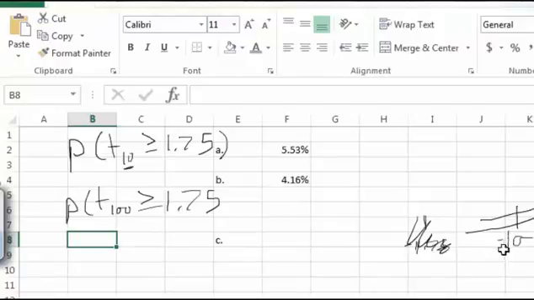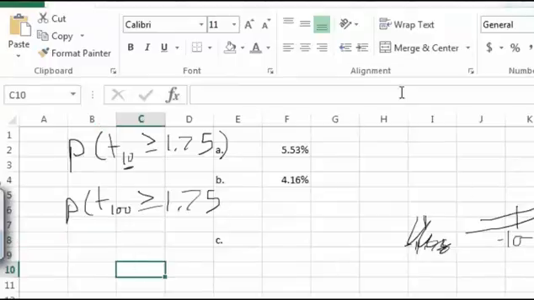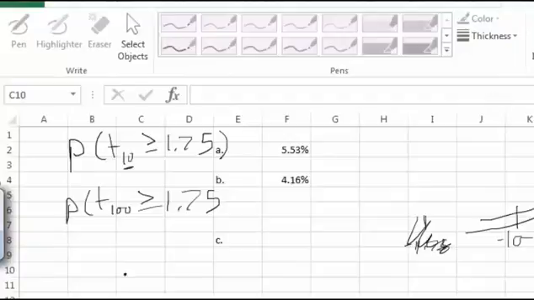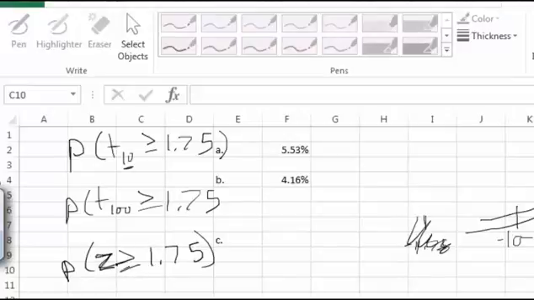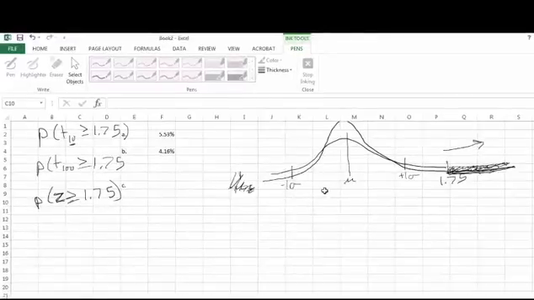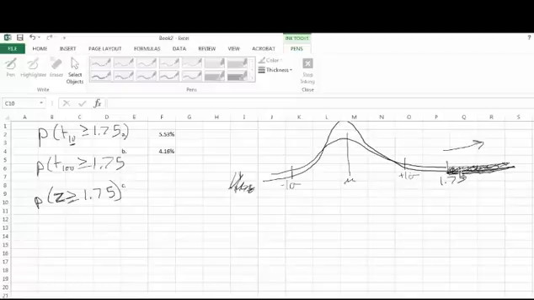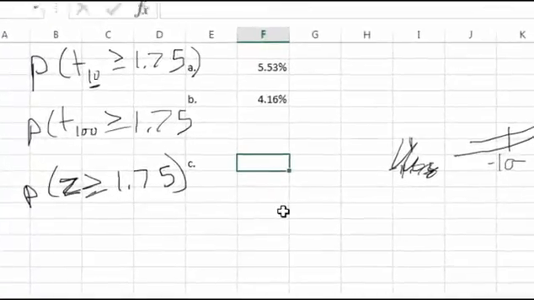C says P(Z ≥ 1.75), where Z is a standard normal random variable. They're going to throw something at us now. They want us to go back and do a z-score. The only reason they're asking us to do this is because they want us to compare that result to what's obtained in A and B, and then explain the difference in these probabilities. Remember, as we get more degrees of freedom, we approach a normal distribution. So this is going to be an even thinner tail out here above 1.75 in z-score terms, and so we expect a number even smaller.